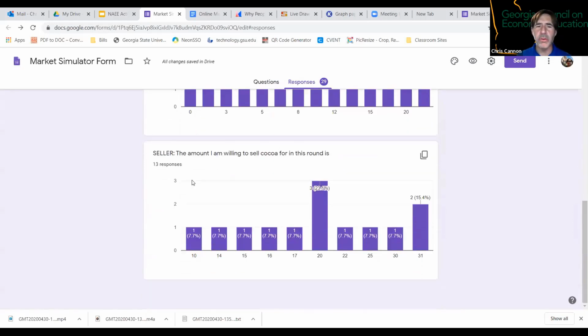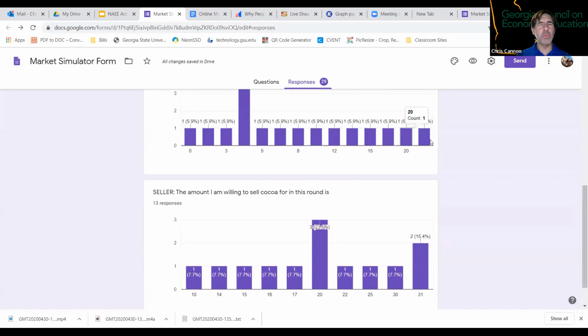How does that match up with our sellers? Oh, well, sellers, the lowest we got is 10. So that person who wants free cocoa, that's unfortunate because it doesn't look to me like you're going to get it. On the high side, somebody is trying to sell cocoa out there for $31. Actually, 2 people are trying to sell it for $31. As you probably should if that's your birthday, but it's going to be tough because I don't see any buyers willing to pay that amount.